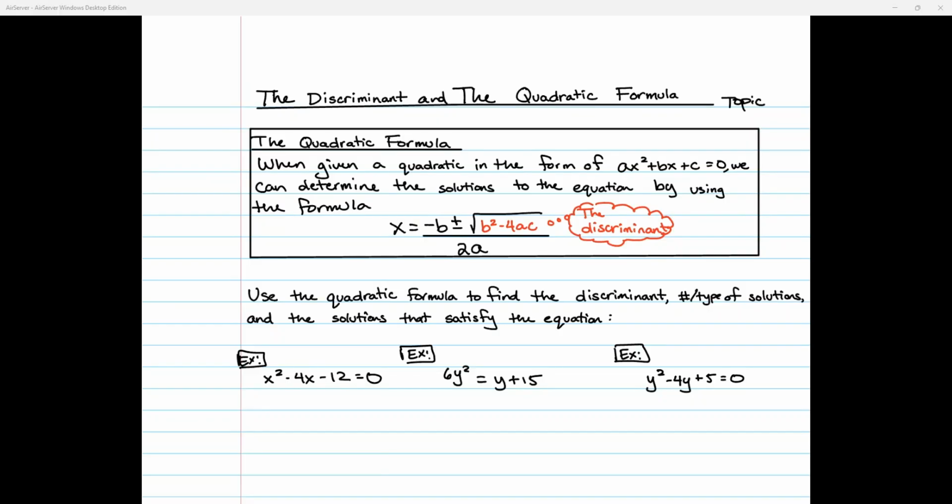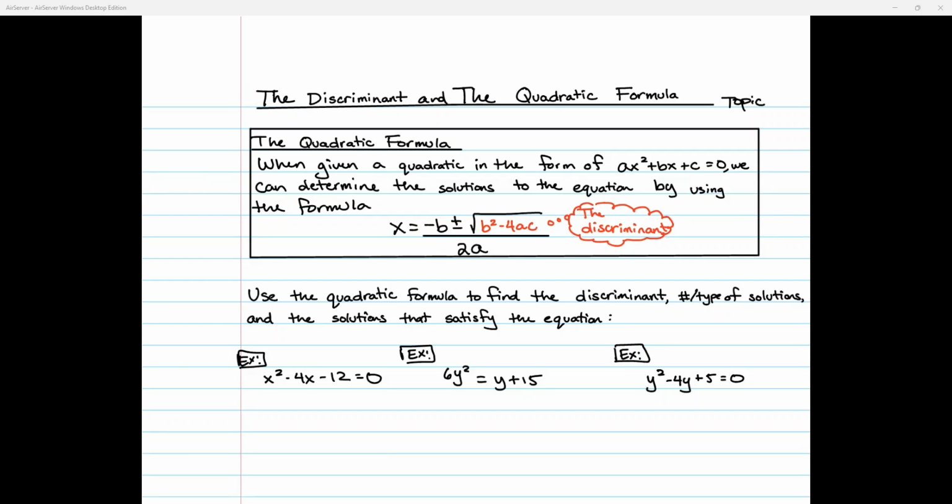The quadratic formula says when given a quadratic in the form of ax squared plus bx plus c, notice that it is equal to 0. Notice that it's in standard form and that it equals 0. We can determine the number of solutions to the equation by using the formula x is equal to negative b plus or minus the square root of b squared minus 4ac all over 2a. The thing underneath the radical, that stuff in red, is called the discriminant, and that allows us to know how many solutions there are. And we're going to go ahead and generalize it as we move along, okay? But they will be asking you questions on the homework as to what the discriminant is, so you need to know where to find it, all right?